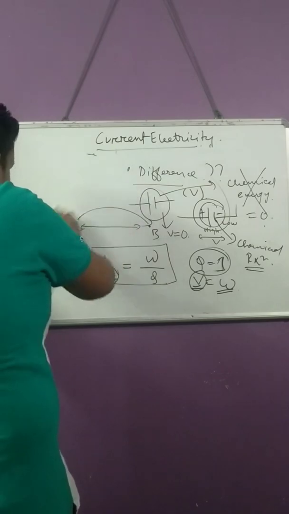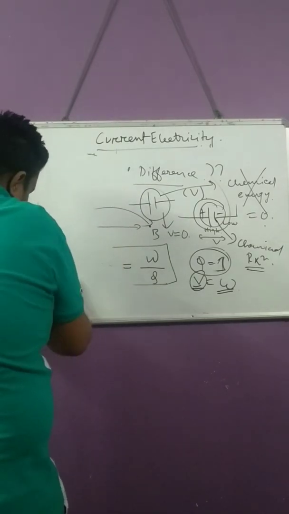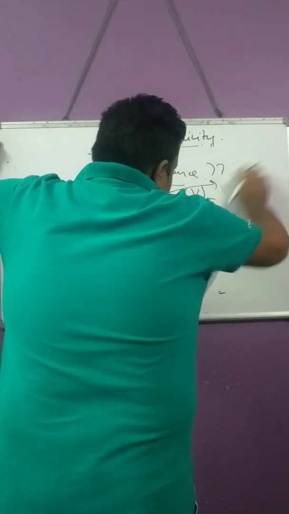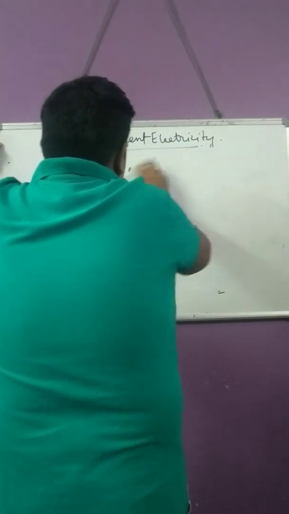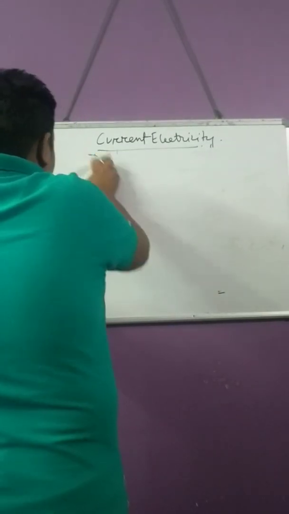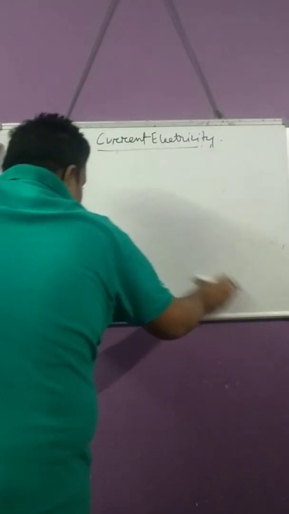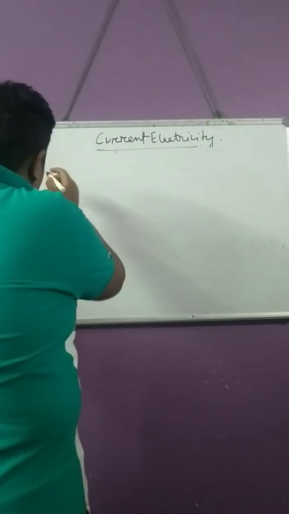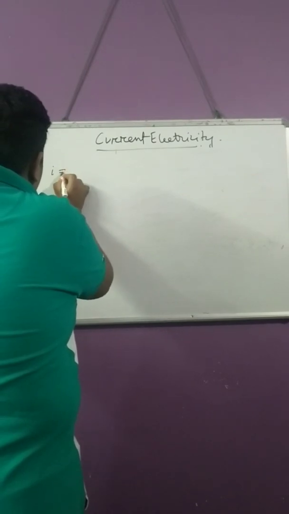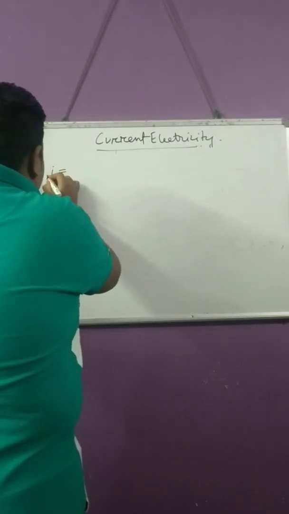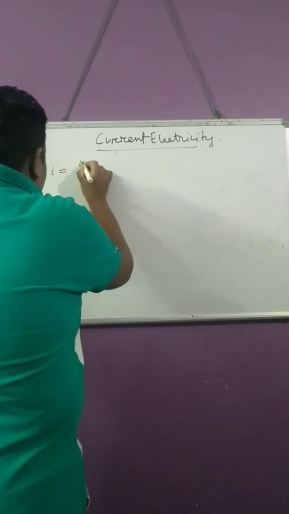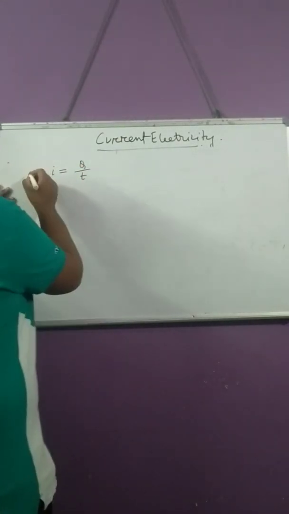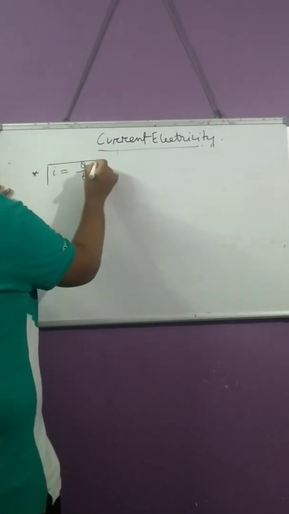So now we have understood what is potential difference and what is electric current, and we have found two formulas. What are those formulas? Let me summarize what we have studied. See, we have studied I, which is actually the rate of flow of charge, means charge by time. This is the first formula of this chapter.